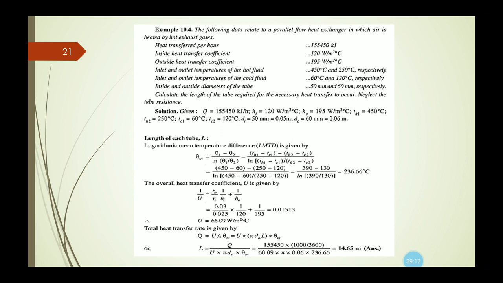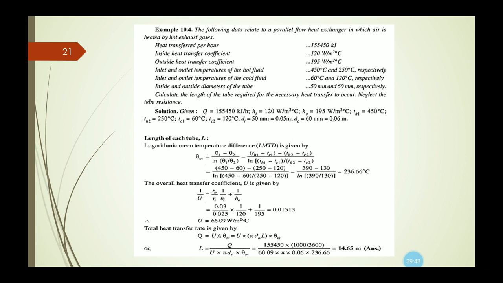Then the theta m, that is the logarithmic mean temperature difference for this parallel fluid, is also known to us. The area for this tube surface is actually pi d l. So d naught is also known to us, as the diameter is given for the outside surface. Now this L, that is the length of the tube for this heat exchanger, is actually unknown in this numerical, which we need to find.